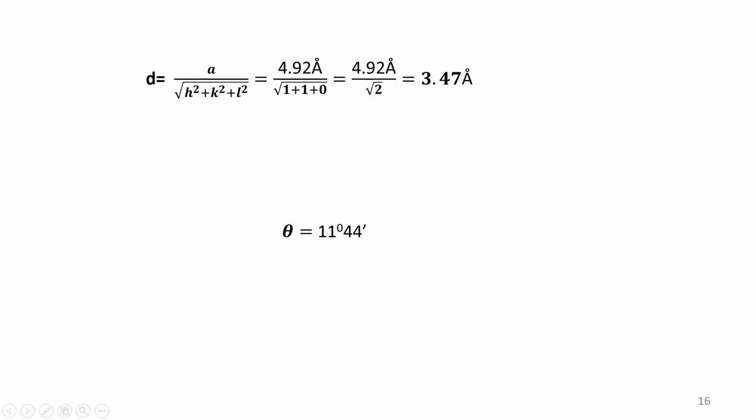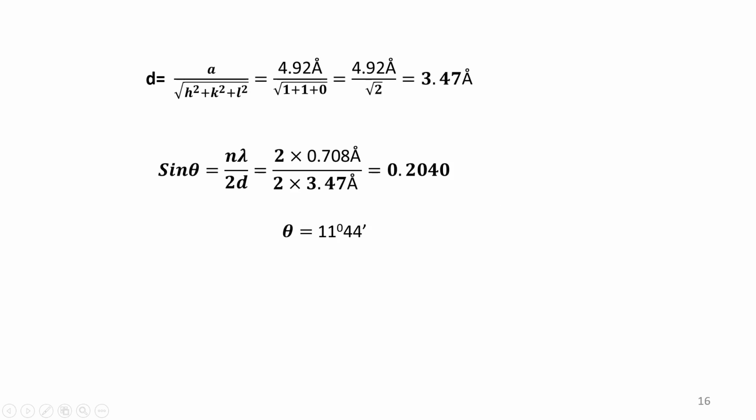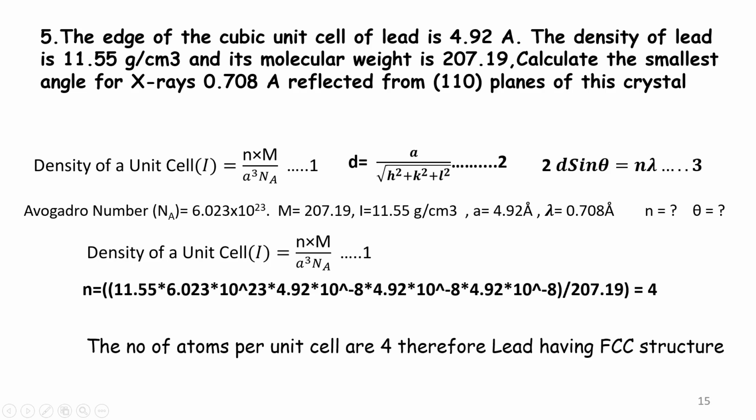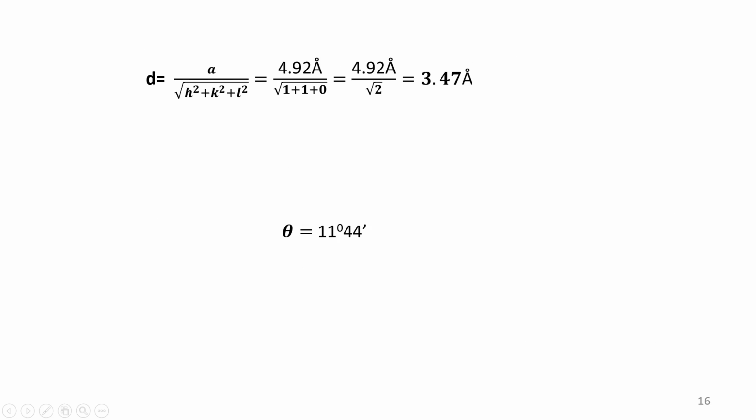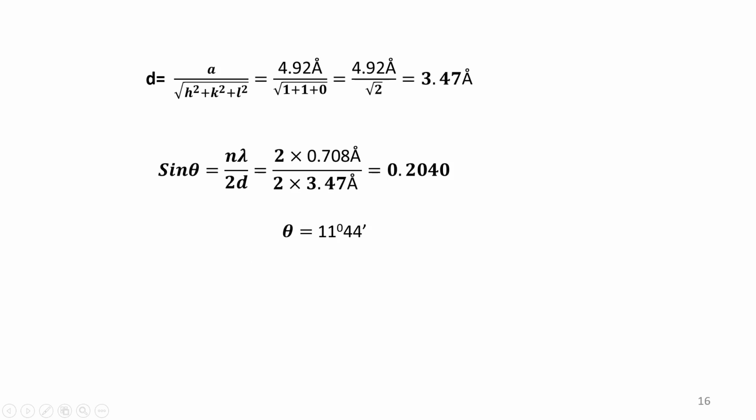Now second, by using the interplanar distance we can determine the value of theta. In this case, to calculate the smallest angle, you have to take the value of the order n equal to 2, therefore sin theta is equal to n lambda divided by 2d. Substituting the values of n lambda and d, we get sin theta is equal to 0.2040. By taking the inverse of this, we get theta is equal to 11 degrees 44 minutes.